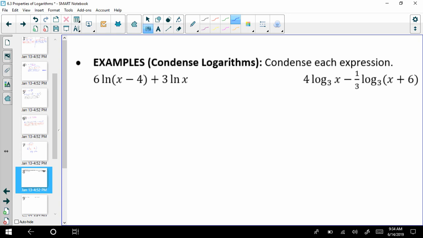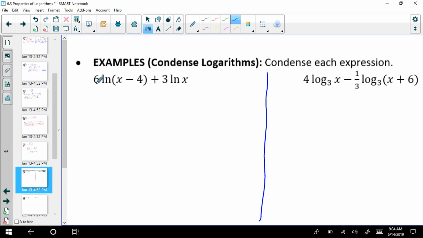All right, now the other objective for today is called condensing an expression. And this is the exact opposite of what we were doing. Rather than breaking it apart, we're going to squish it back together as one log. Because what we'll find is some problems are easier to solve when they're condensed versus when they are expanded. So, how do I even begin? Well, we're going to do everything in reverse.